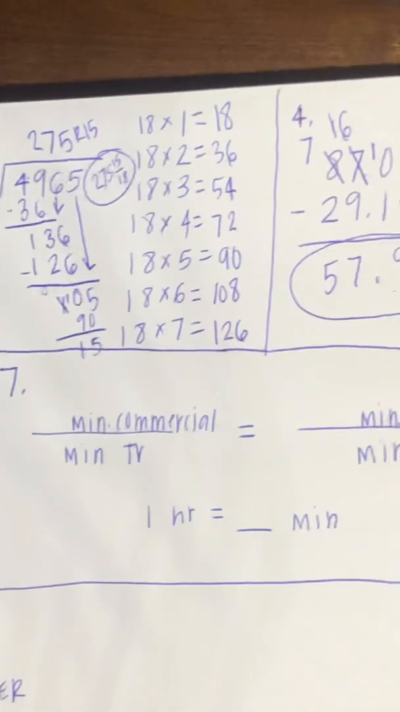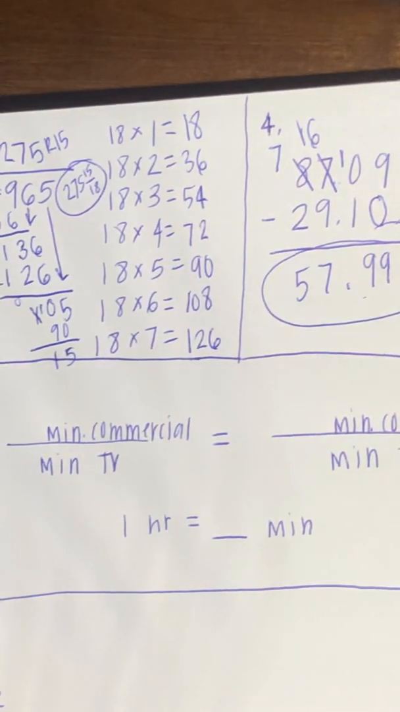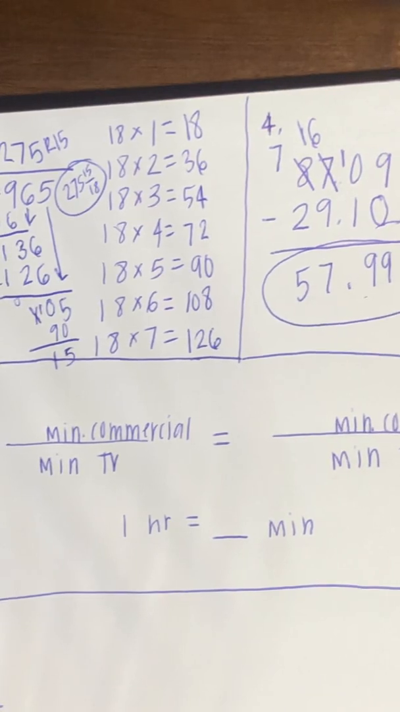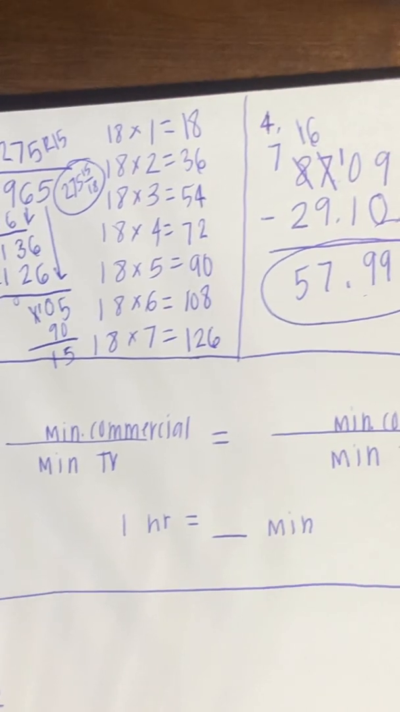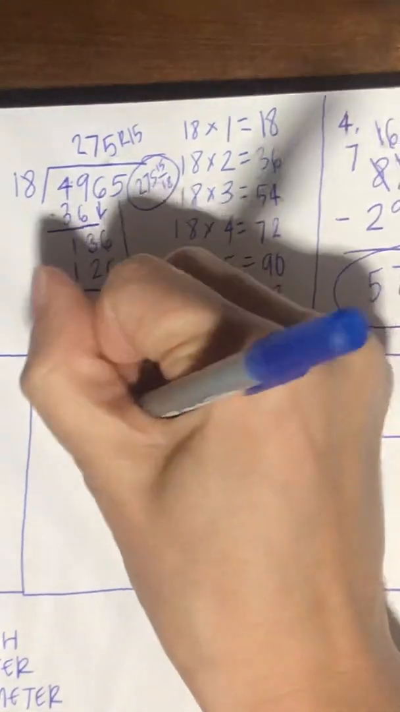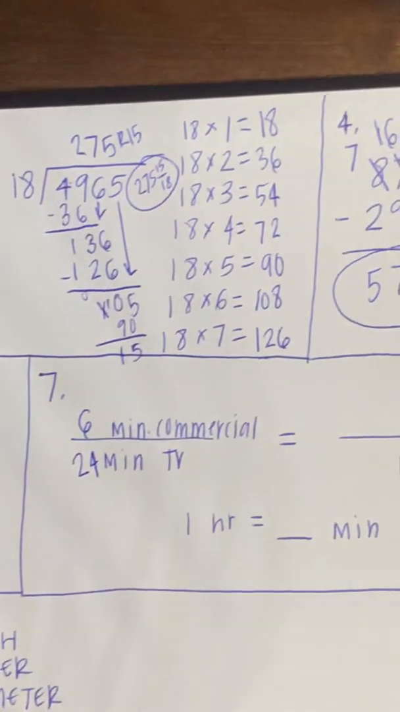For number 7, this says there are 6 minutes of commercials for every 24 minutes of TV. How many minutes of commercials are there in 1 hour and 36 minutes of television? So we know that our original ratio is going to be 6 minutes of commercials to 24 minutes of TV.